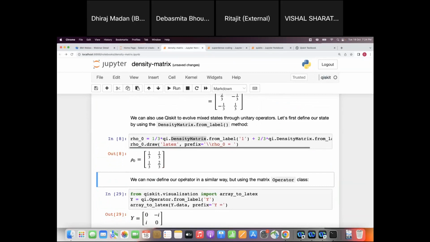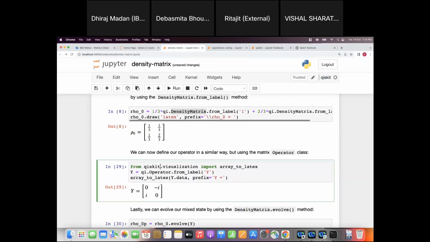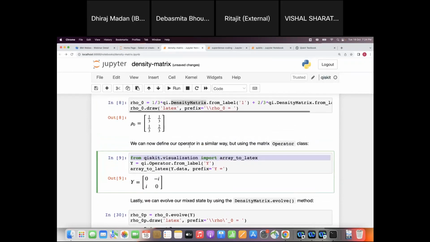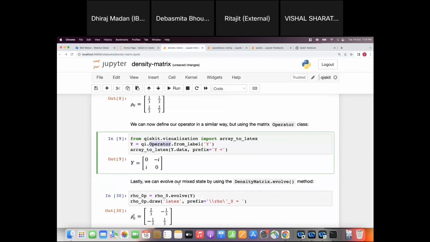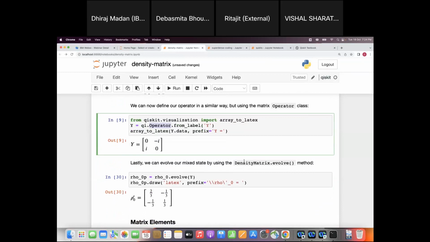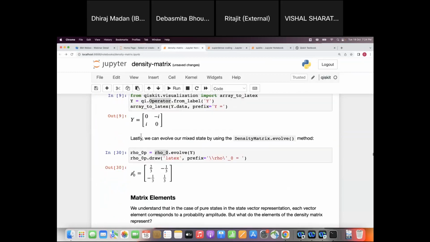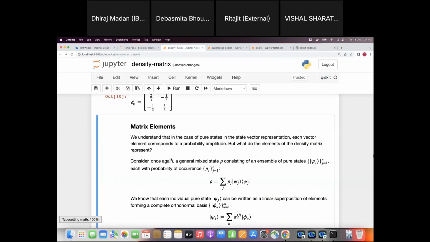Now we can define our operator in a similar way, but now we use the matrix operator class. In order to define the operator, we consider this Y operator, the Y Pauli gate, which consists of 0, i, minus i, 0. And now we evolve our mixed state using the density matrix dot evolve operation. So here we use rho 0, which we had constructed over here, and then we call dot evolve Y. So this is the rho 0 prime we get.